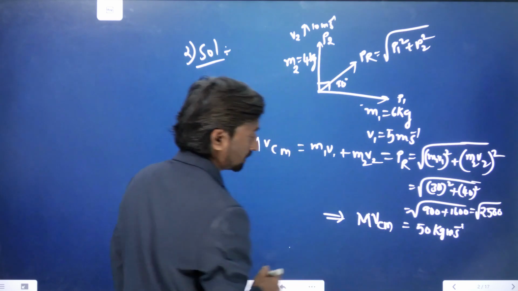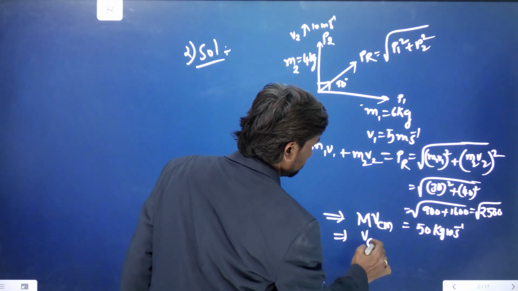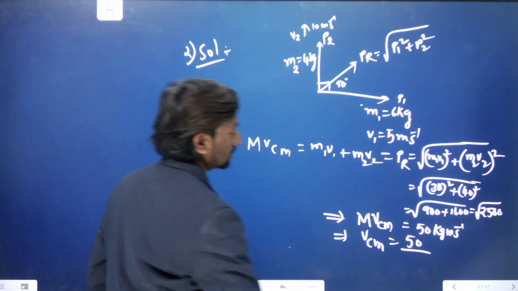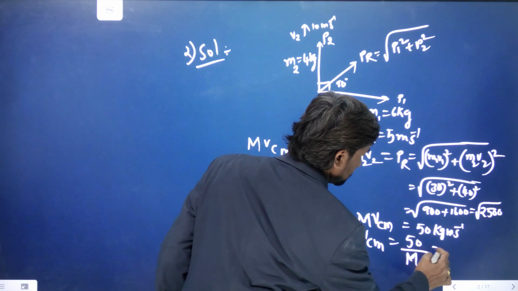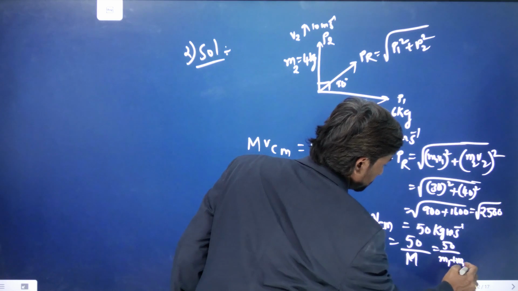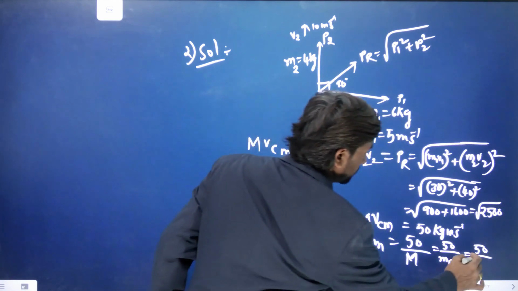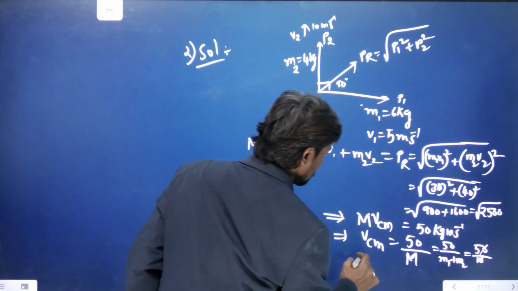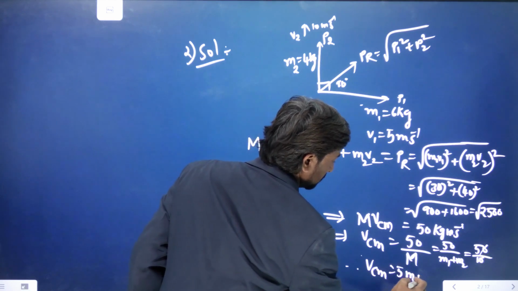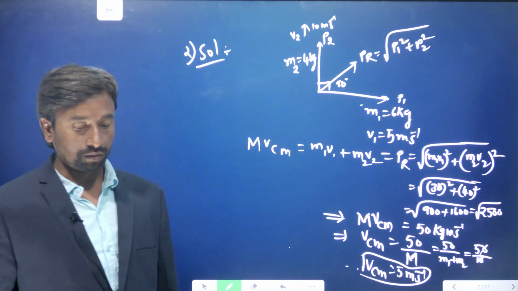Moment, center of mass, mass of the center of mass and velocity of the center of mass. So from here we can write VCM is equal to 50 divided by mass, that is capital M. Capital M is nothing but M1 plus M2, no? So 50 divided by M1 plus M2. M1 is 6 and M2 is 4 there. We'll get 10. So this will be cancelled. Therefore VCM is equal to 5 meter per second. That is the answer.